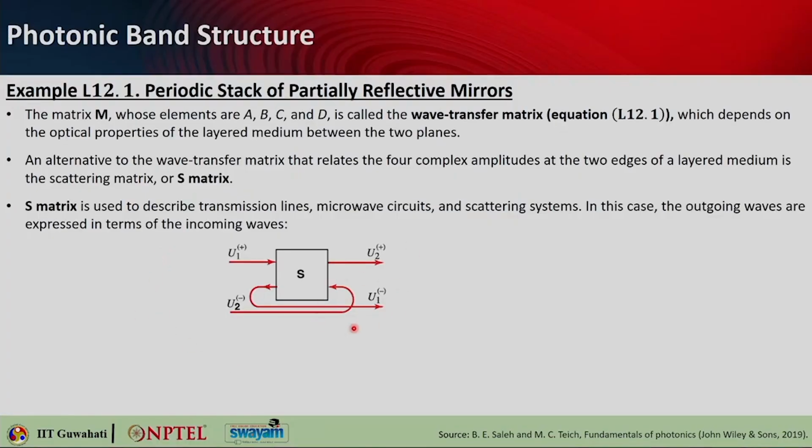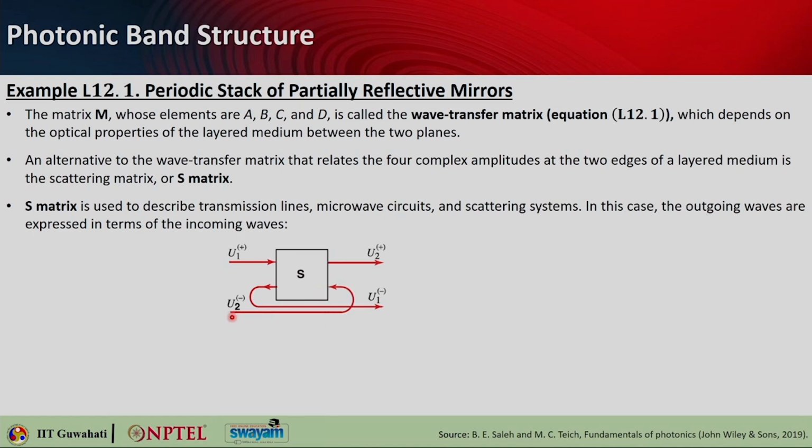Here is a schematic representation of the S matrix. You see that you have the incoming wave U1 plus and you have one outgoing wave, that is U2 plus. Now, this is a reflection, but you are trying to represent it in terms of the outgoing wave, because the reflection is also outgoing. So, you put it on the right side. You call it U1 minus, and the reflection from the other side becomes an incoming wave.